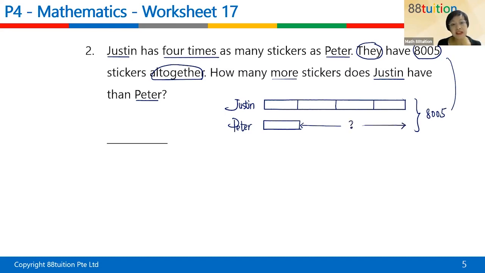So technically, I can say Peter is 1 unit, right? And so Justin will have 4 units. So having said that, the 8,005 must have 5 units in total. So what I'm going to do is the unitary method. I believe many of them have been using the unitary method. So 5 units will give you 8,005. And I can find 3 units here.